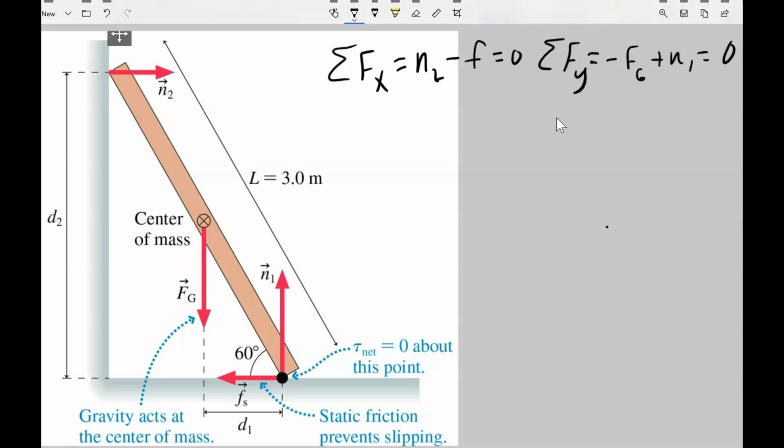So let me break some of this down a little bit. That N2 is just the normal force from the wall on the ladder here, and this N1 is just the normal force of the ground on the ladder here. So N2 minus the force of friction is going to be mg.